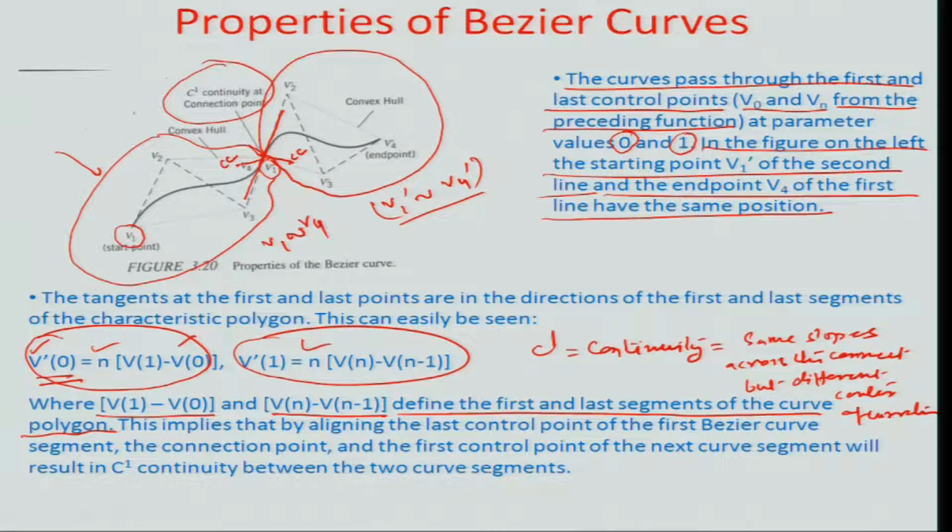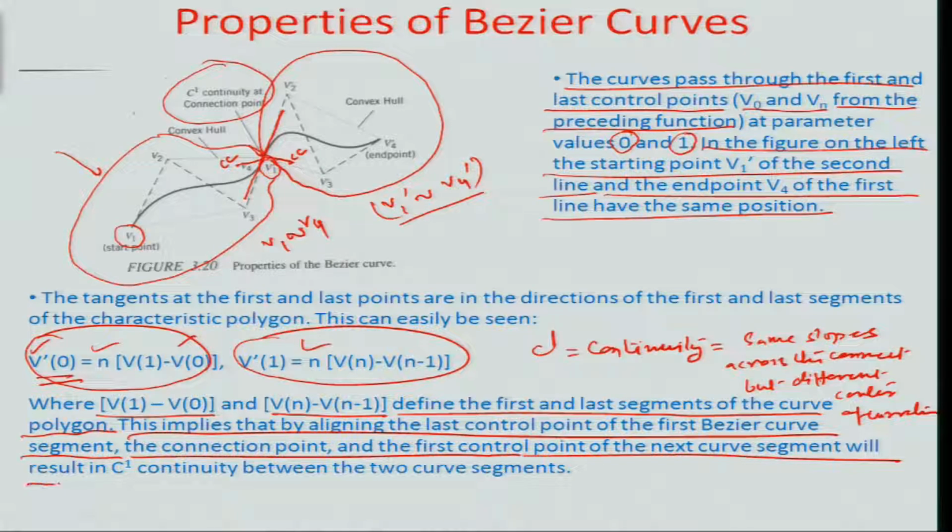Okay, so this implies that by aligning the last control point of the first Bezier fit, the connection point, and the first control point of the next curve fit results in a C1 continuity between the two curve segments. So slope at the 1 of the last curve should be equal to the slope at the 0 of the succeeding curve. That is what the goal is.